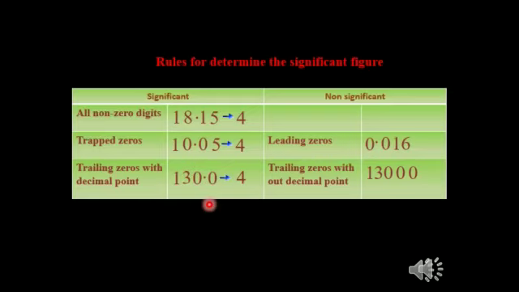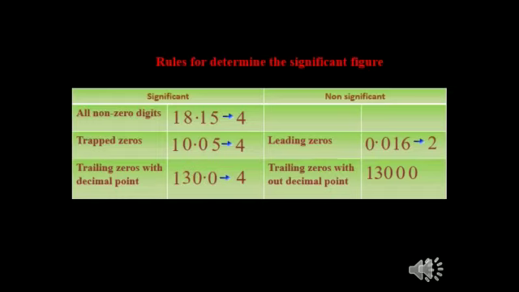The zeros before the non-zero digits are known as leading zeros, which are not significant. For example, 0.016. These two zeros are leading zeros, so not significant. Here 1 and 6 are non-zero digits, so they are significant. Thus, significant figure in this case is 2.